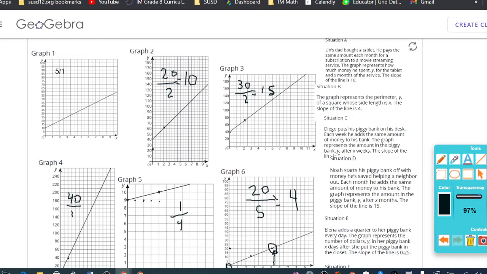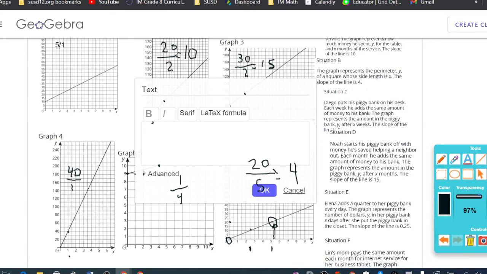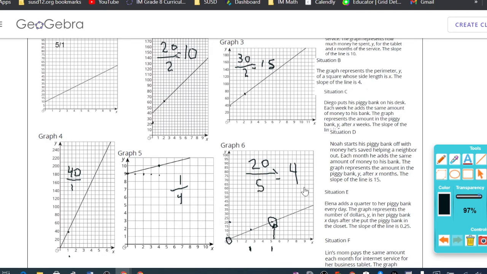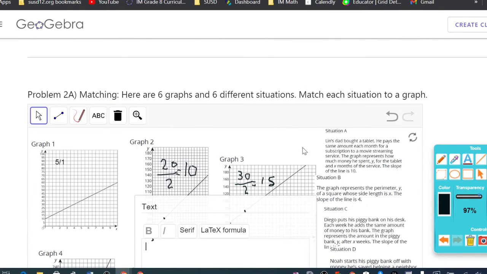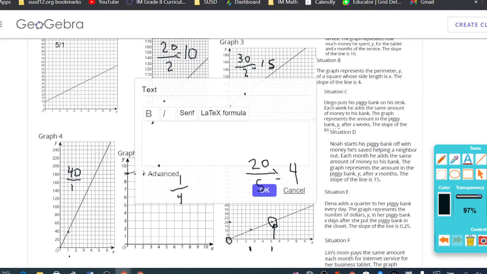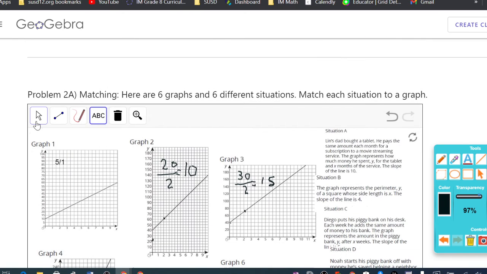Okay, first situation right here. Situation A. Uh-oh. Here we go. Oops, wait a second. I'm using the wrong tool. Cancel. There we go. And then let me get the pointer tool. There we go. Situation A.